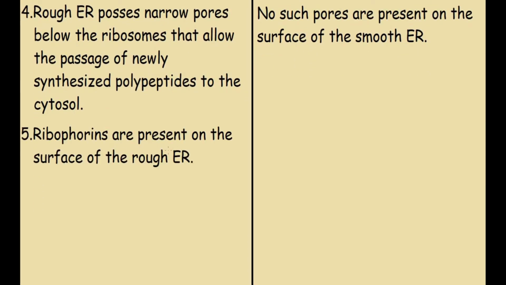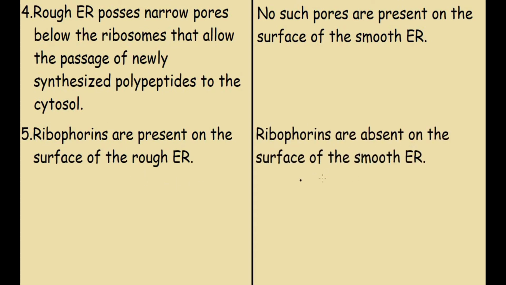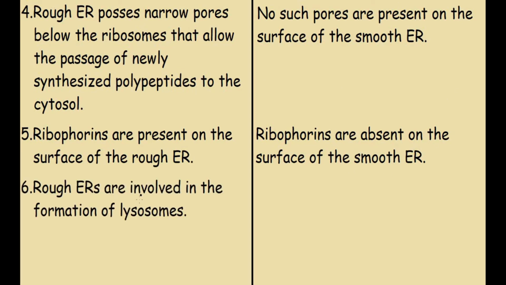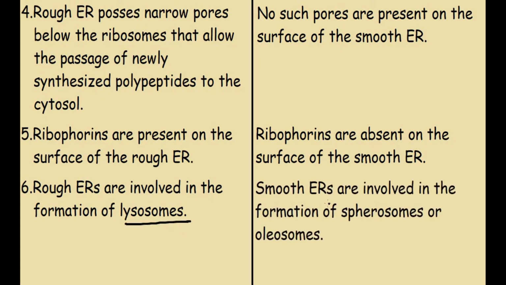Ribophorins are present on the surface of the rough endoplasmic reticulum, while ribophorins are absent on the surface of the smooth endoplasmic reticulum. Rough endoplasmic reticulum is involved in the formation of lysosomes, while smooth endoplasmic reticulum is involved in the formation of peroxisomes or oleosomes.